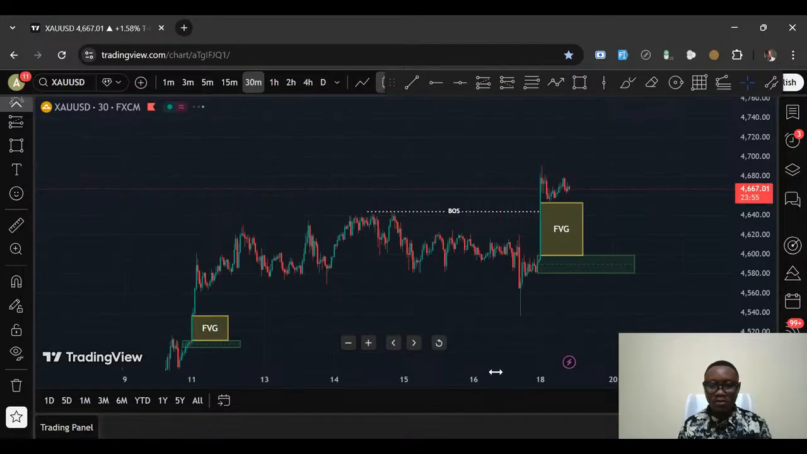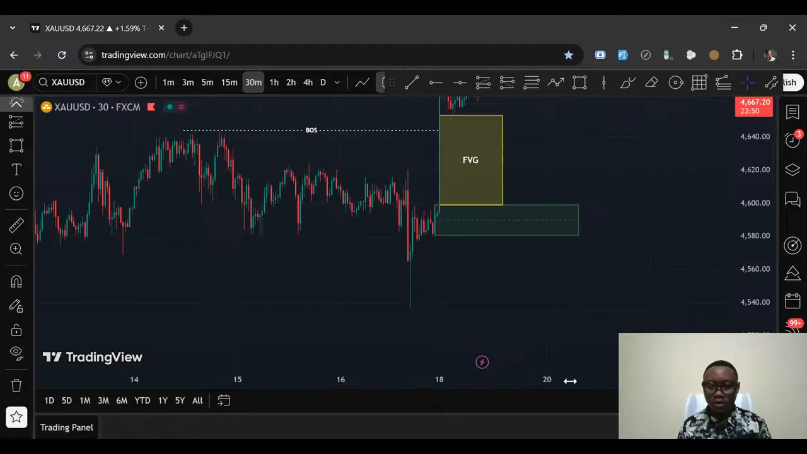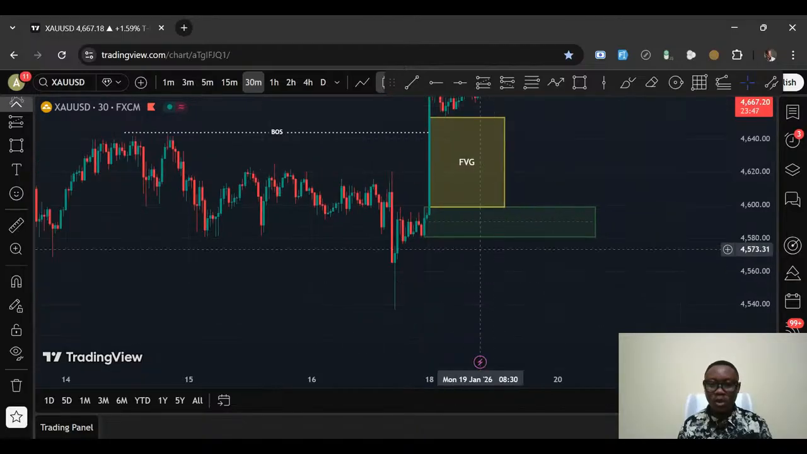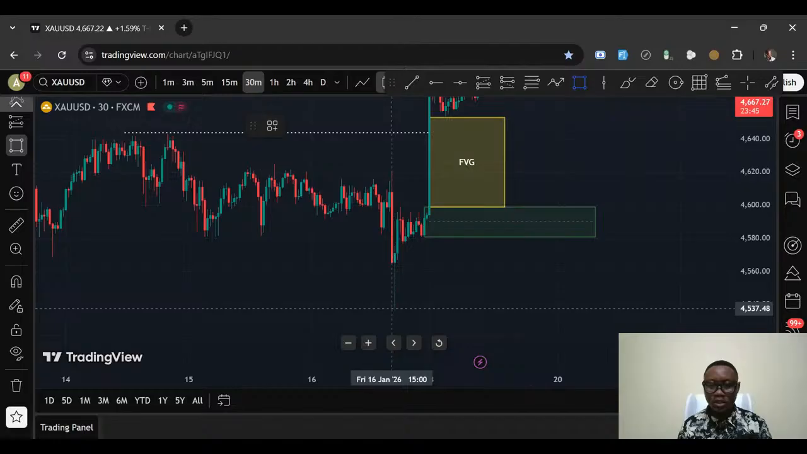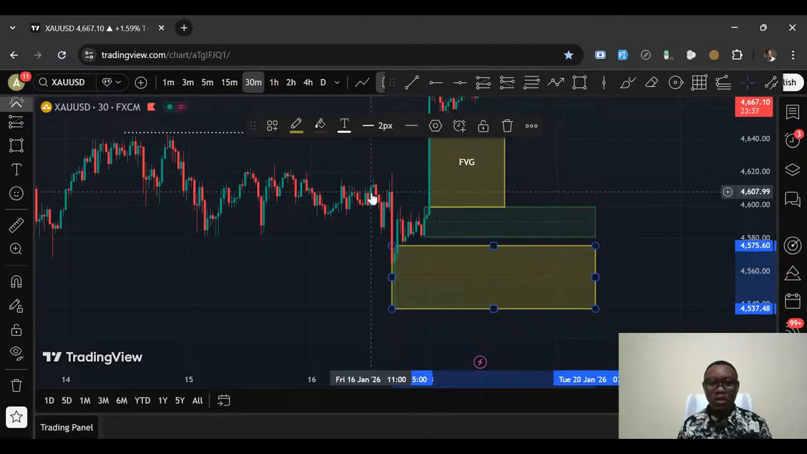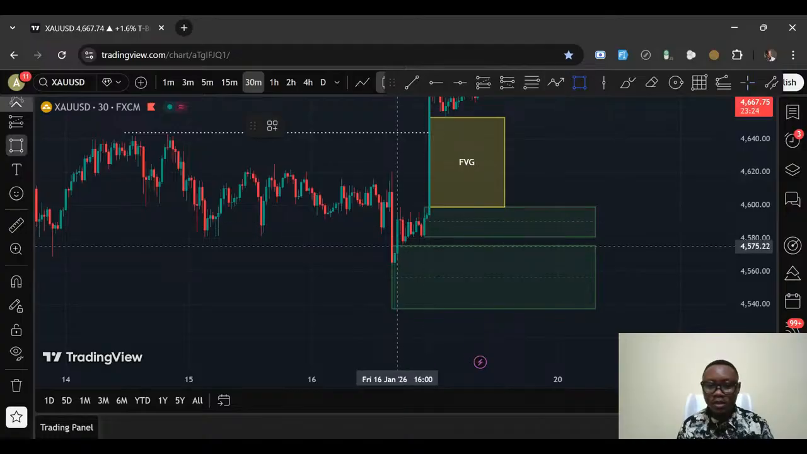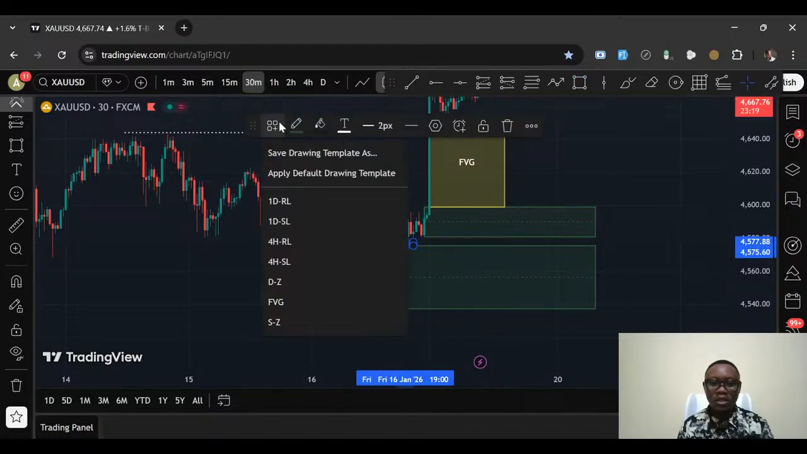So on the 30 minutes time frame, we have a new order block zone here, which is this. This is our order block. I'll mark it out as a demand order block zone. And if you look at it, there's a tiny FVG, a very tiny gap there. There's a tiny FVG here, which is this. Let's mark it as FVG.